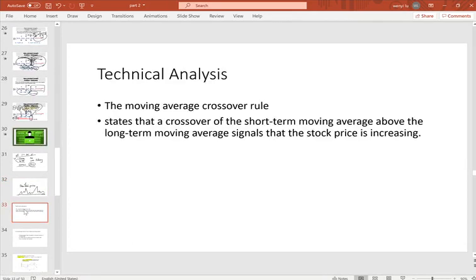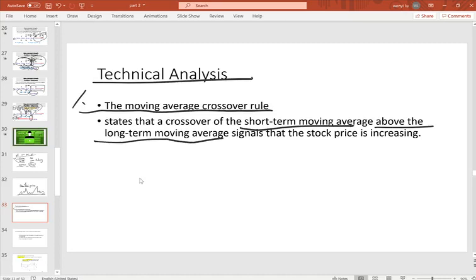So what is technical analysis? You will check the moving average. This is what I want to teach you, called moving average crossover rules in technical analysis. If you see a short-term moving average above the long-term moving average, this is a very good signal, indicating the stock price will increase in the future.